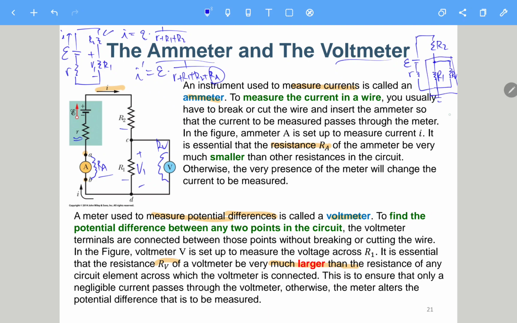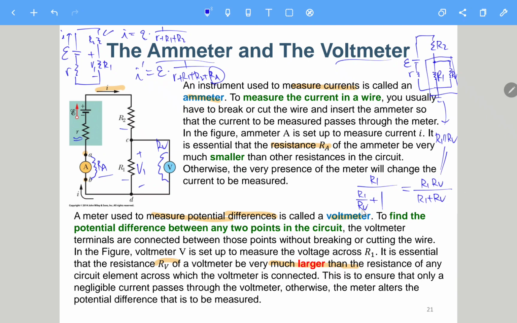This part will become R1 in parallel with RV. So this value is actually R1 times RV over R1 plus RV, or maybe we can just divide by RV on top and bottom. It looks like R1 over R1 over RV plus 1. You just divide by RV.